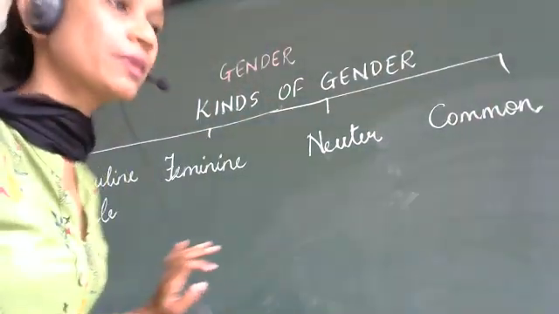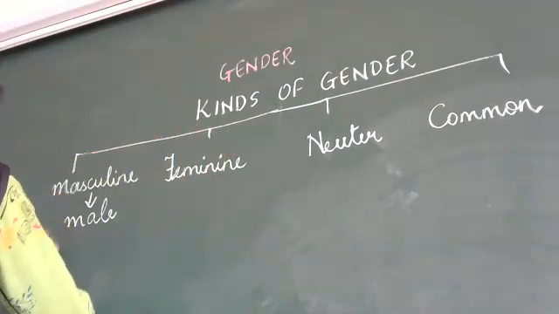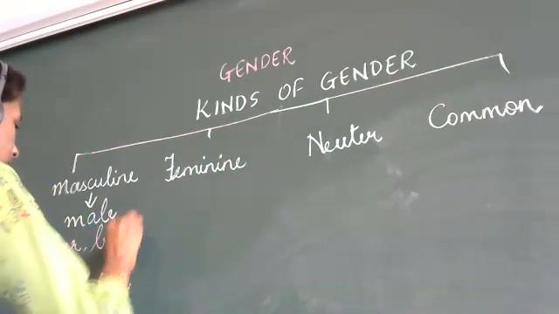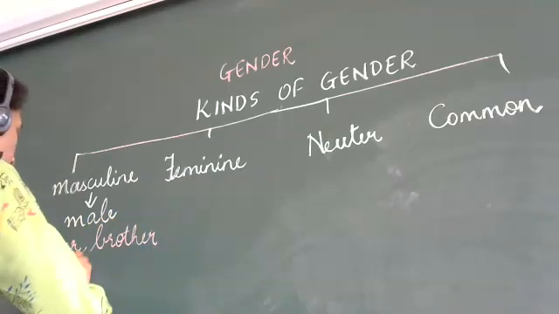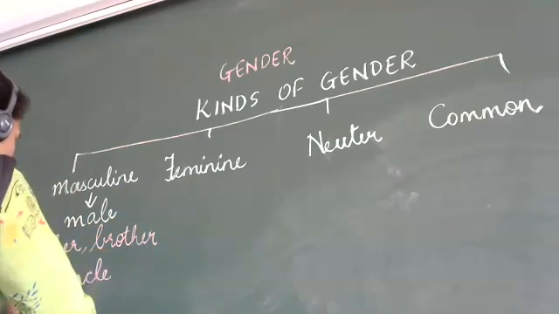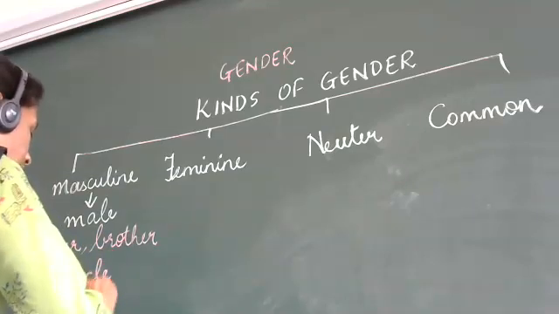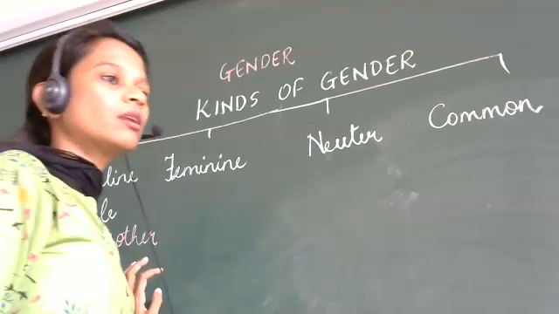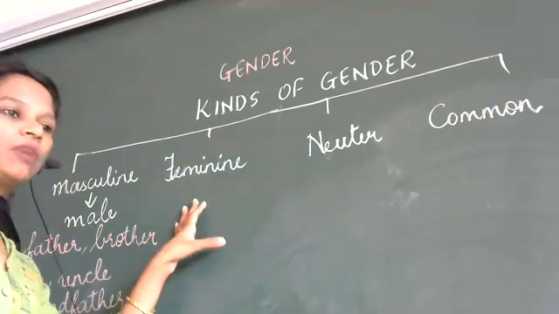So, whom do we have under this masculine gender? Under masculine gender, we have father, brother, son, uncle, grandfather, king, lion. All these, the things or the people that belong to the male category are referred to as the masculine gender. Next, we have the feminine gender.